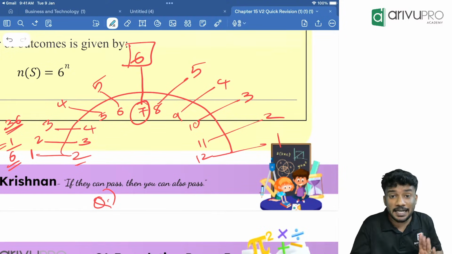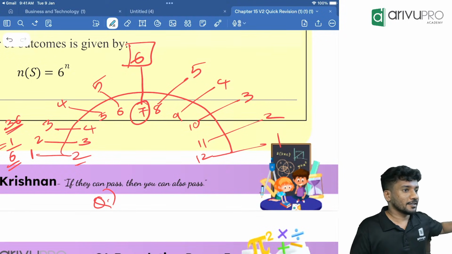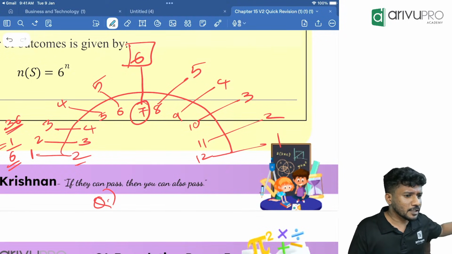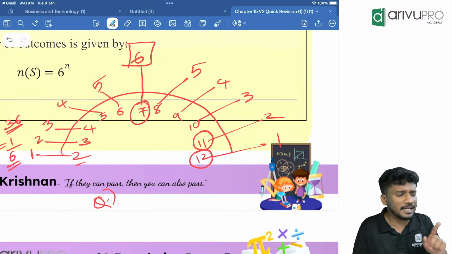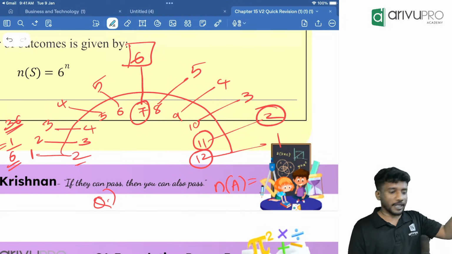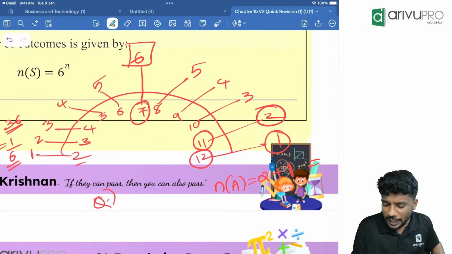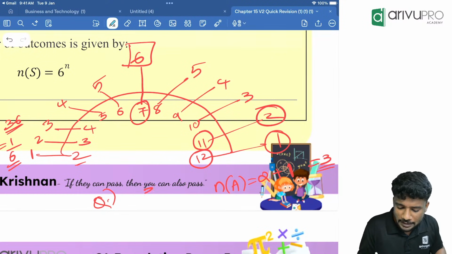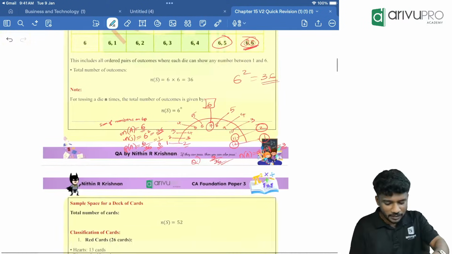Sum is greater than 10 means 10 is included or not? 10 is not included. That means which all values are there? 11 and 12 are there. But people, n of A will be how much? 11 happens how many times? 2 times. Then 12 happens how many times? 1 time. So n of A will be 3. So answer will be 3 divided by 36. Okay. So this is the logic we will be using.